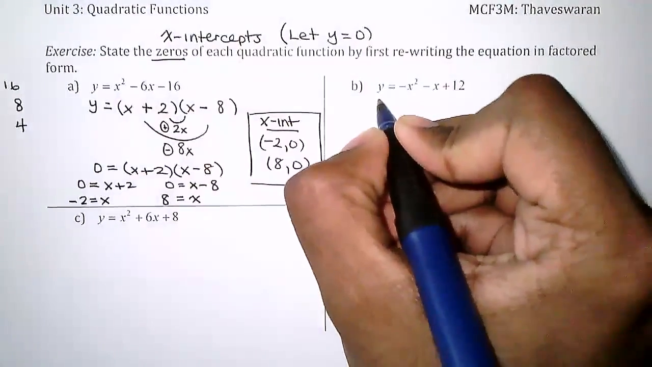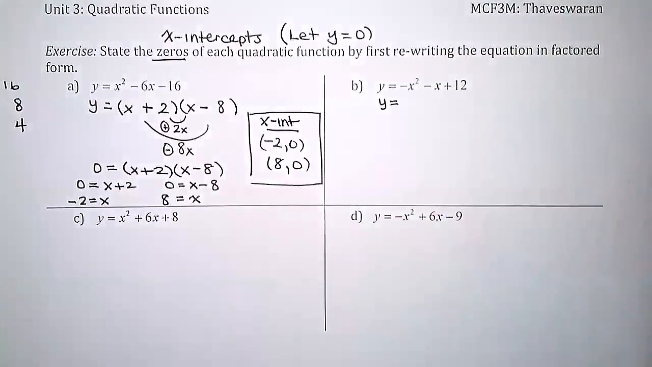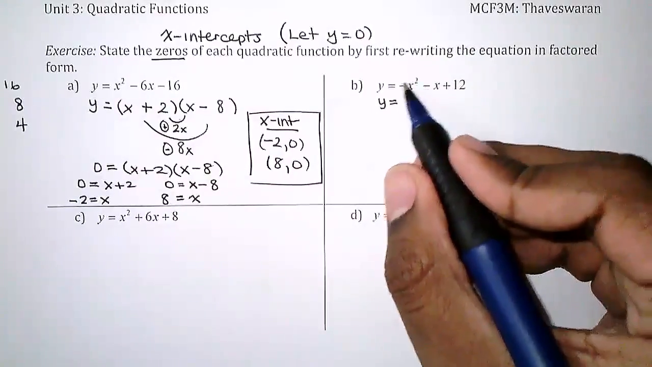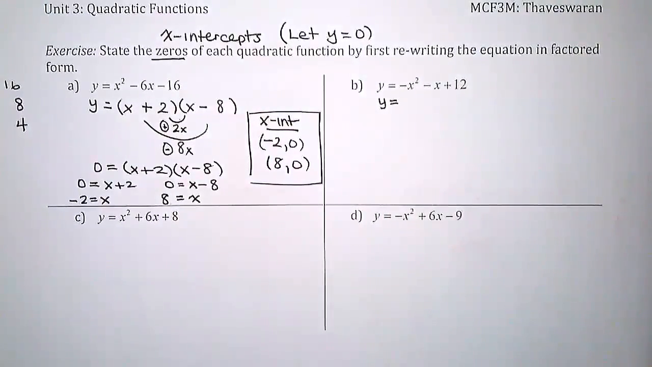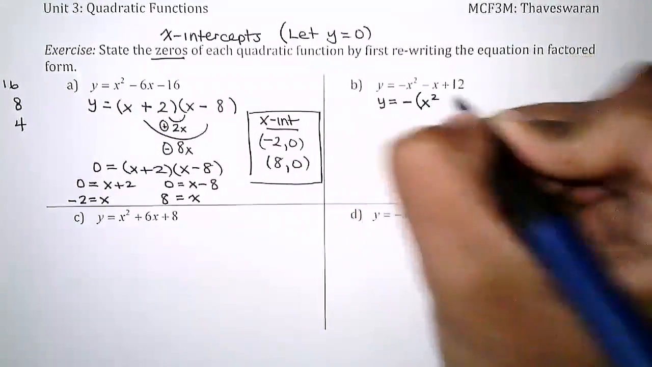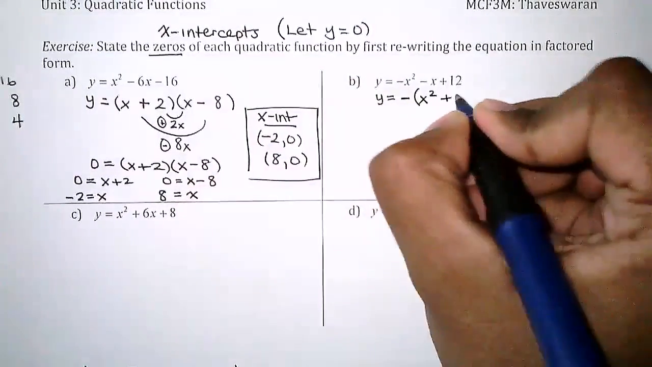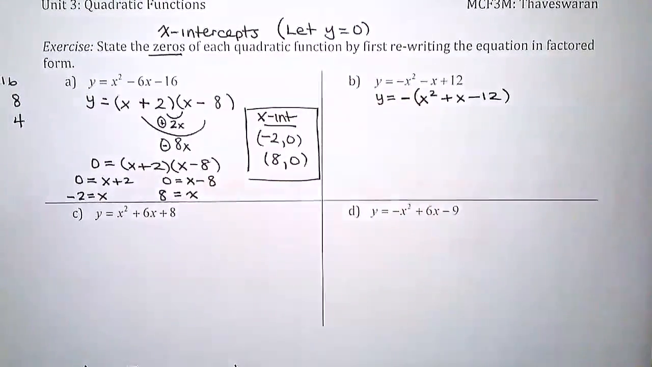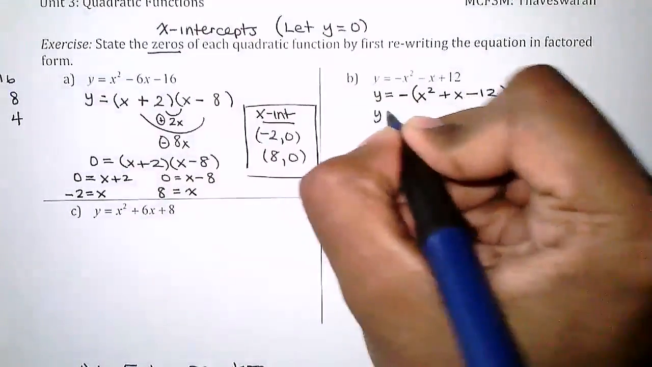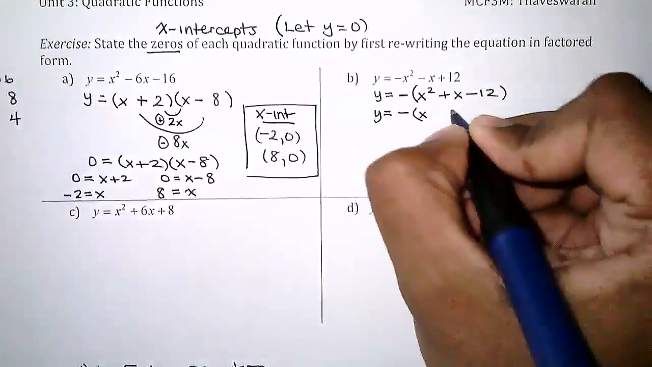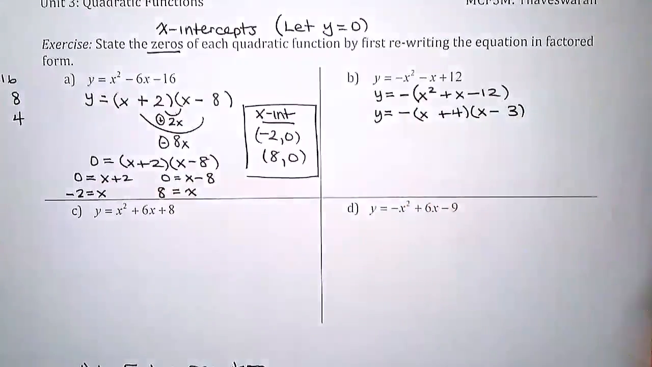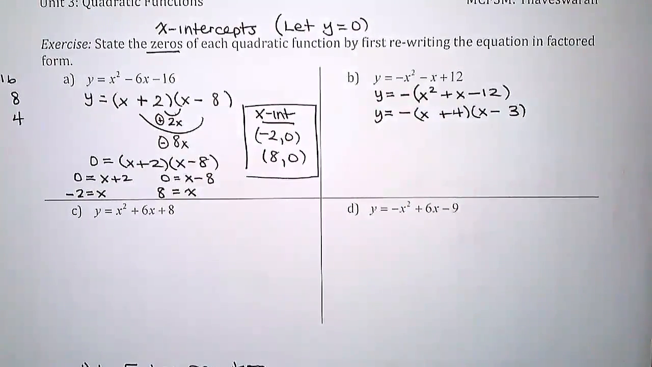So looking here, we have y is equal to this expression. Before we begin, if ever you see a negative value attached to the x squared, you want to factor out that negative value. So factor out the negative value, leaving you with x squared plus x minus 12. Then continue to factor. I'm not going to show you the entire factoring process, but I expect you to go through this when you're doing this question. And that's the factored form.